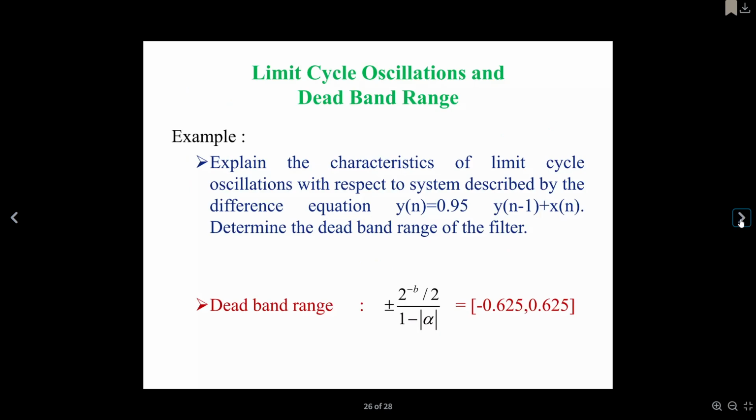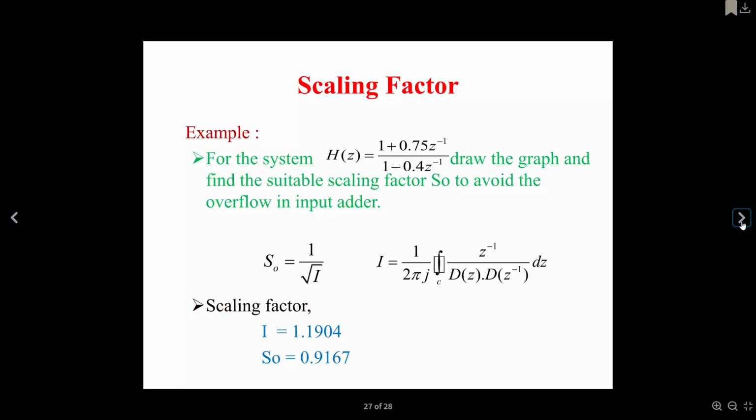Limit cycle oscillation and deadband range. Explain the characteristics of limit cycle oscillation with respect to the system described by the difference equation y(n) is equal to 0.95 y(n minus 1) plus x(n). Determine the deadband range of the filter. The deadband range is equal to plus or minus 2 to the power minus b by 2, divided by 1 minus the absolute value of alpha, which gives minus 0.625 comma 0.625.